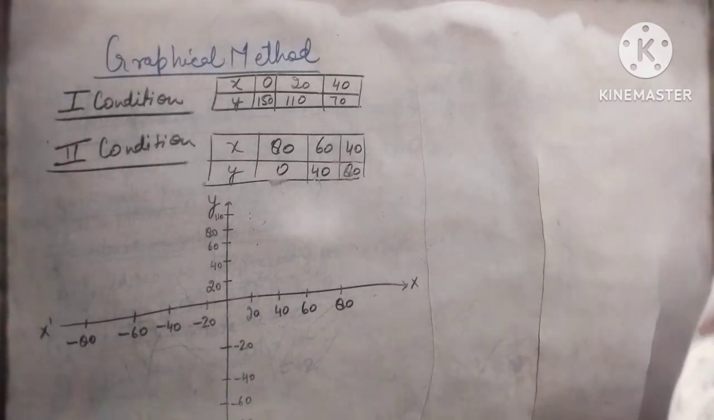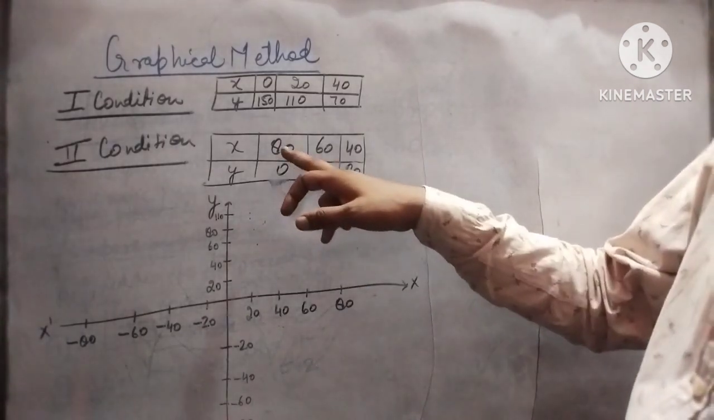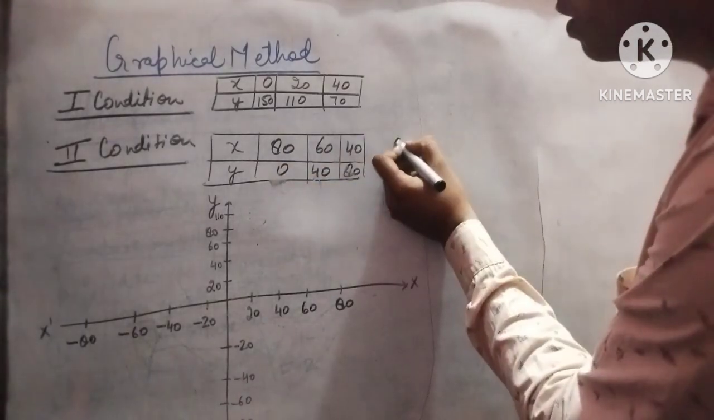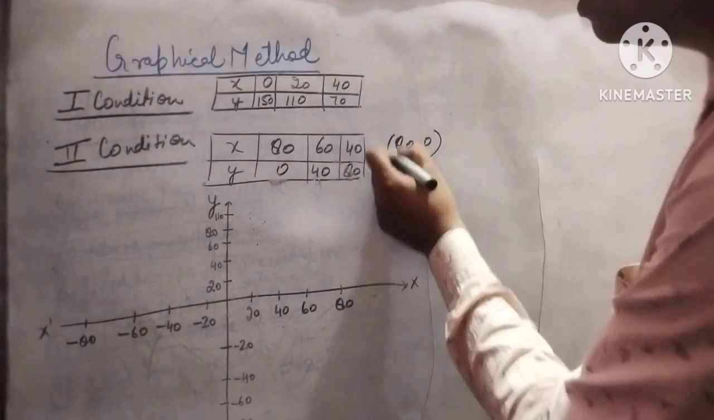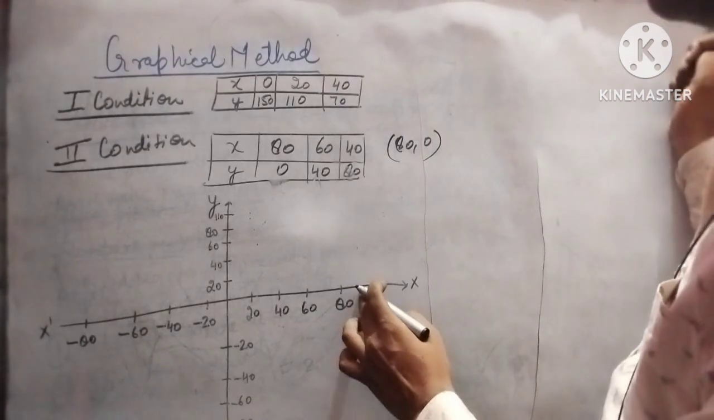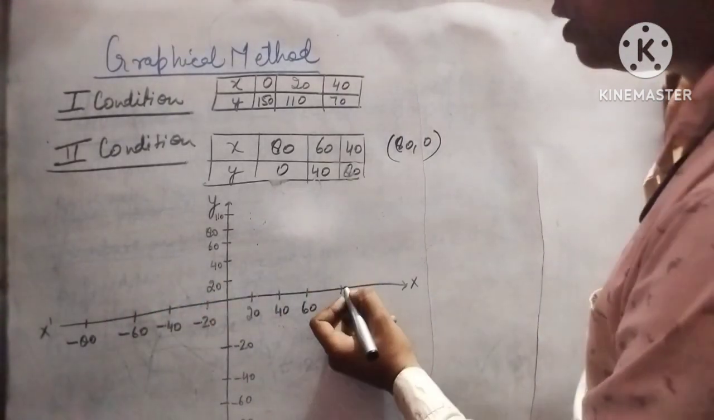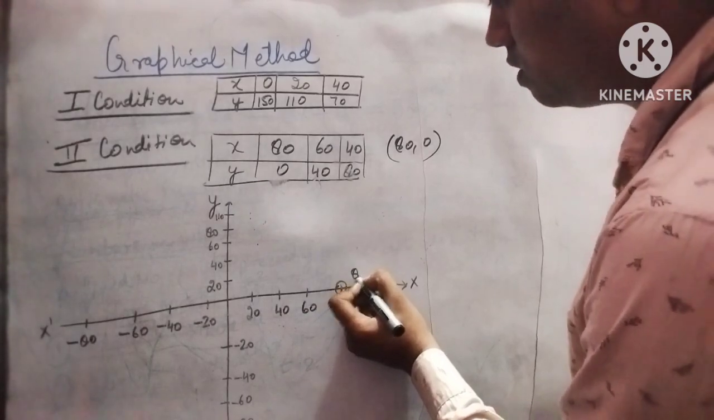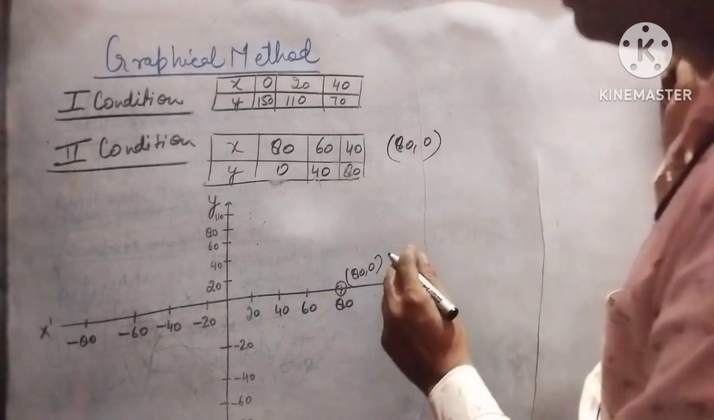So let us consider some points. First, for the second condition, x is 80 and y is 0. So our first coordinates are 80, 0. So x is 80 because this is our x-axis, and y is 0. So our first point is this one. It is 80, 0. This is for the second condition.